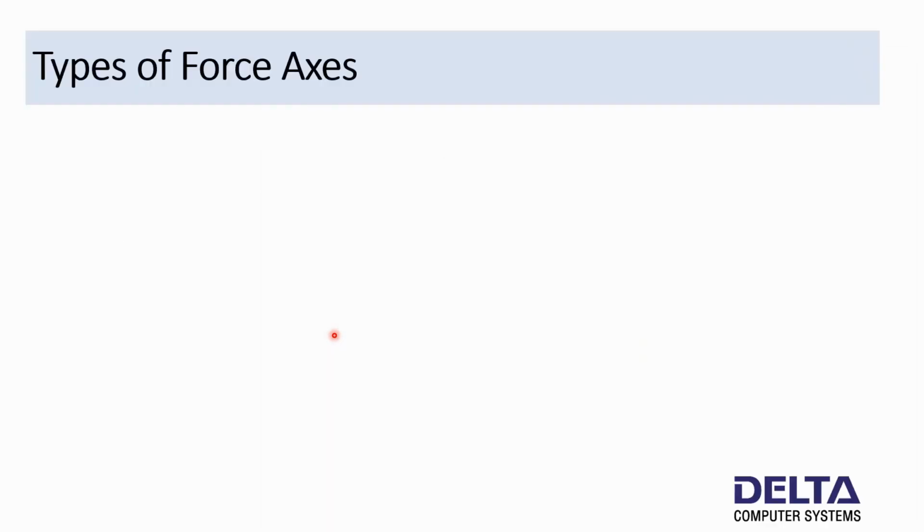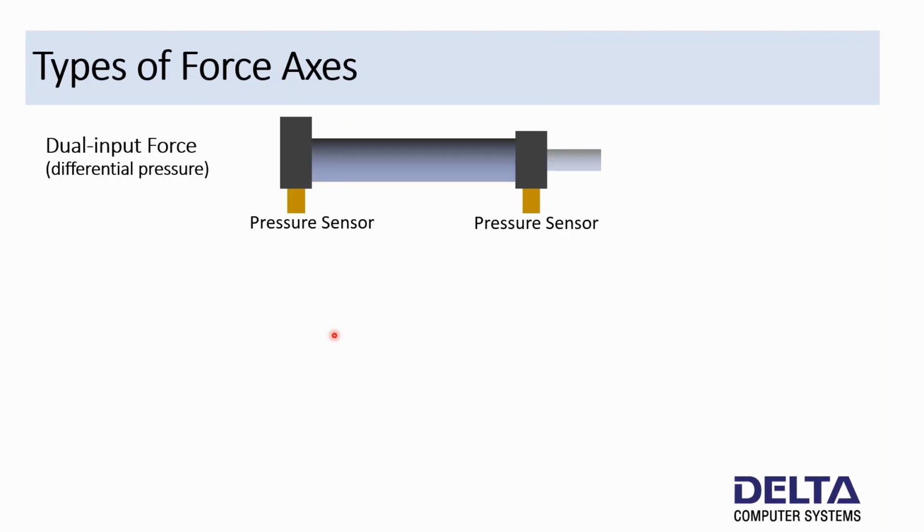I want to begin with talking about the main types of force axes that we deal with in hydraulic motion control. First one is a hydraulic cylinder with two pressure sensors on it. We call this dual input force or differential pressure.